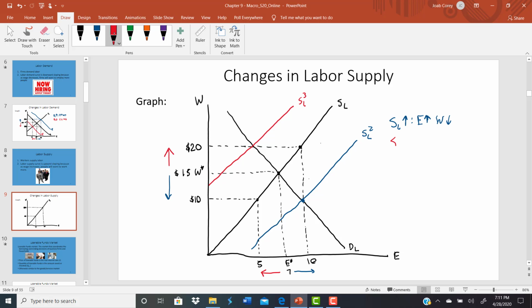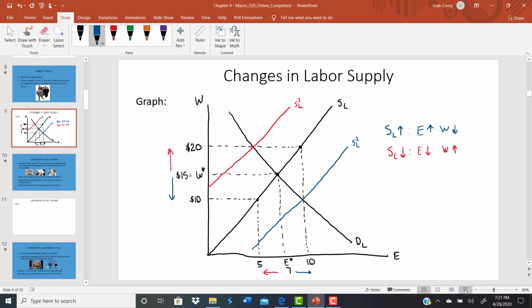So as you can imagine, when the supply of labor goes down, you're going to see a decrease in the number of people employed. You're going to see employment go down, but you'll see an increase in the wage rate. Once again, quantity is going to move in the same direction as supply, but price or wage is going to move in the opposite direction. So again, this labor market works just like the market for goods and services that we talked about in Chapter 3. Not really a whole lot of difference between them.